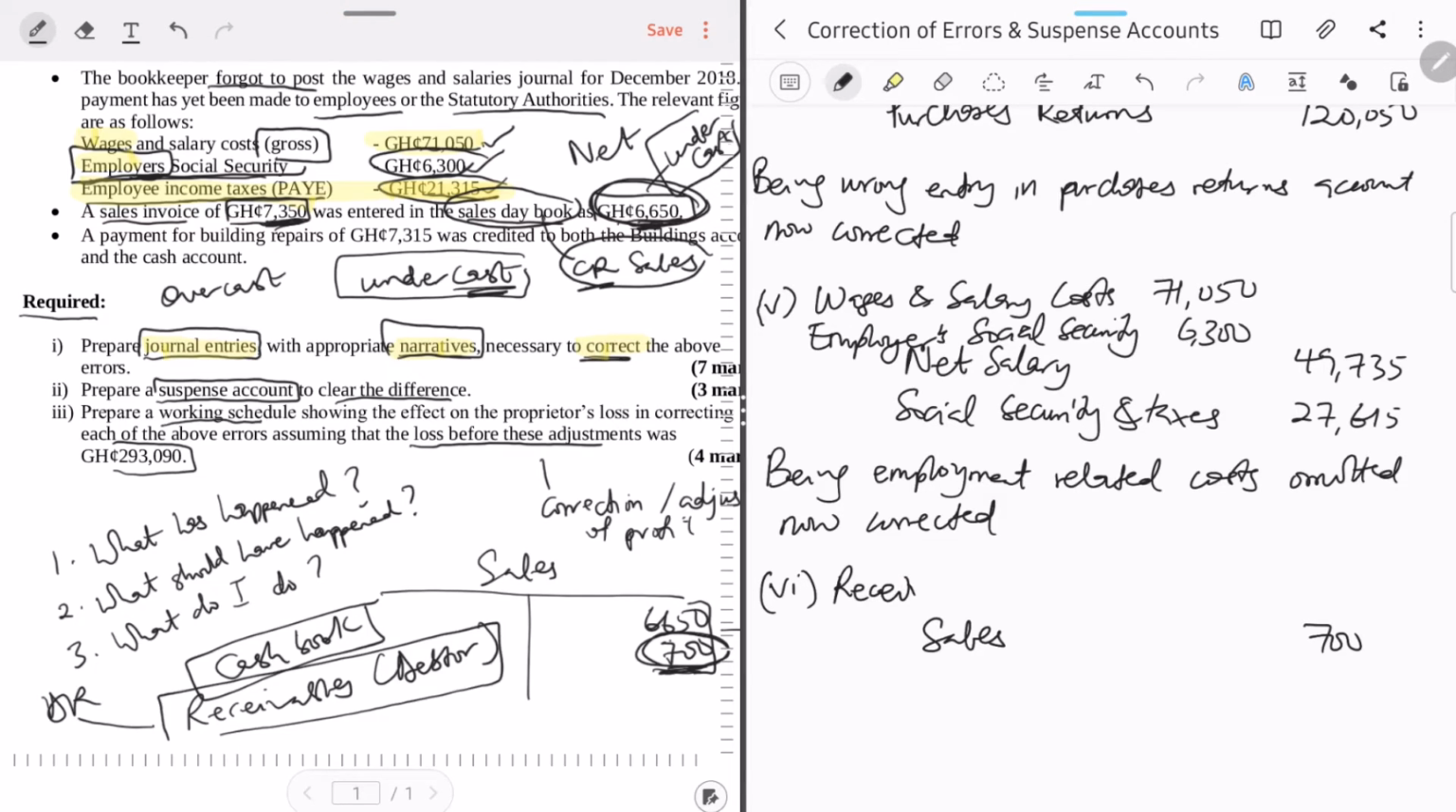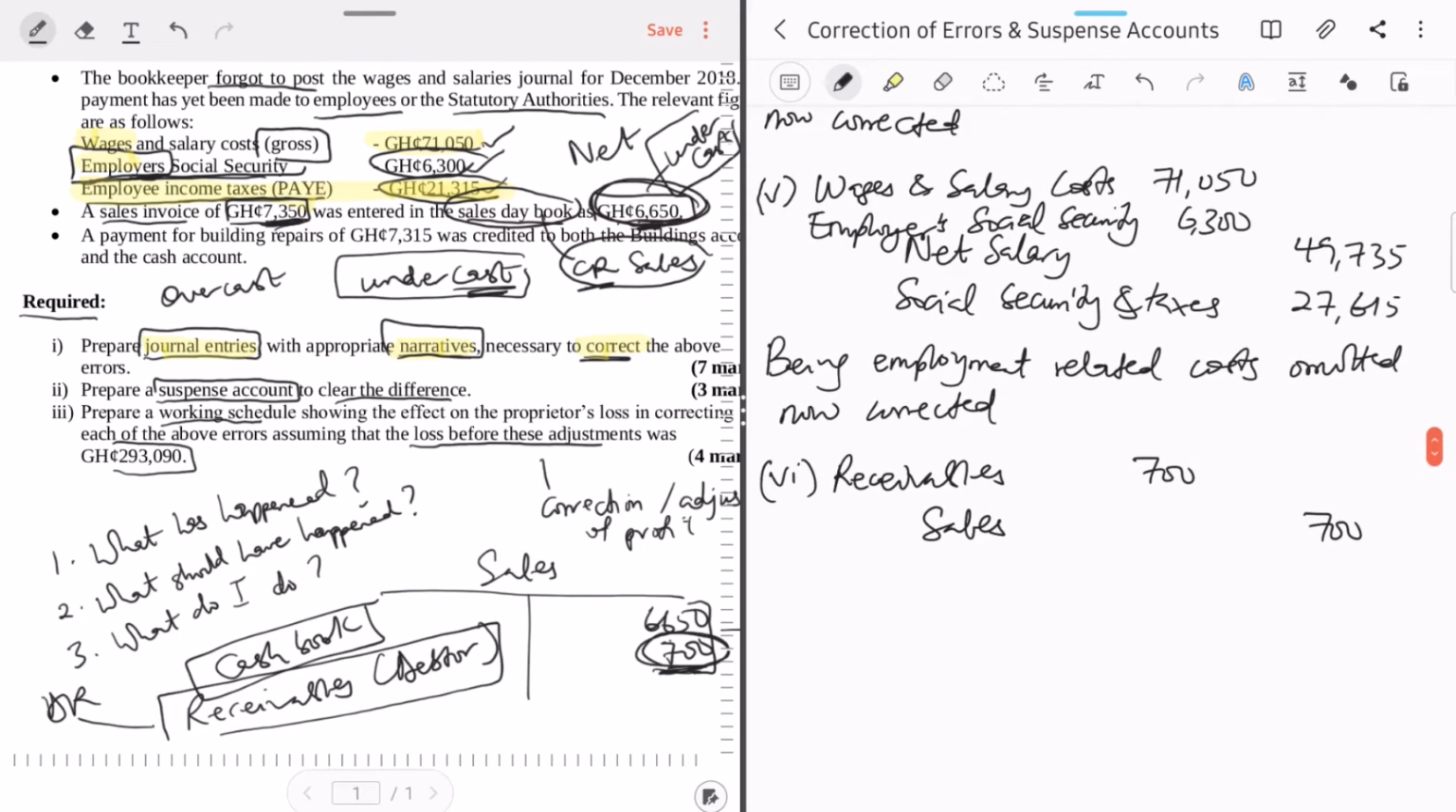So I come to the debit side and I record what? My receivables. Take note, some people may call this debtors, but let's use the new name according to international convention. So 700 is the amount for my receivables. So we just say, being an error of original entry now corrected. Remember I told you that the day books are also known as books of original entry. So if you make an error in a book of original entry, it's known as an error of original entry.